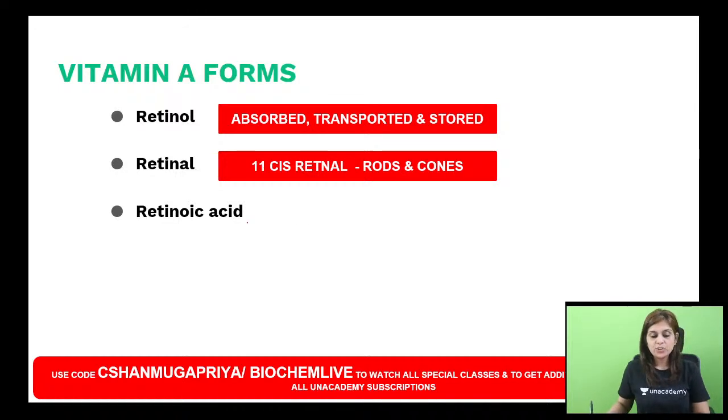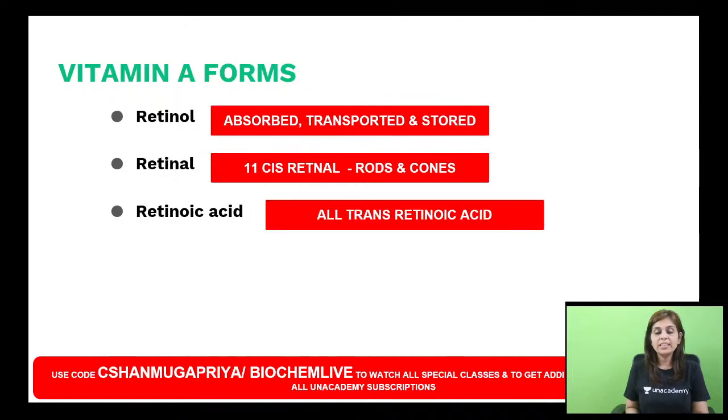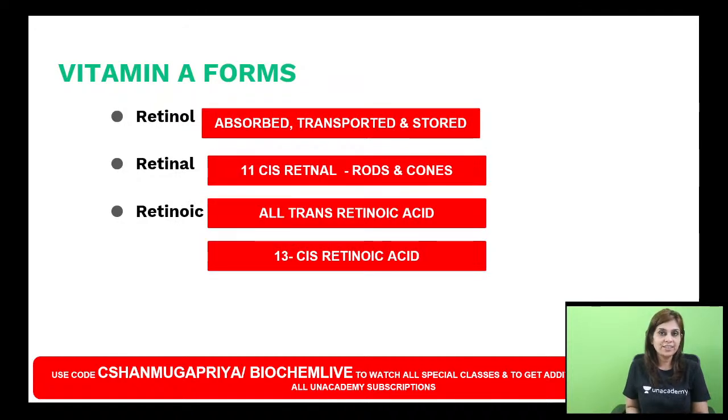Okay. So retinoic acid, there are two forms of retinoic acid. One is all trans retinoic acid. The other one is 13-cis retinoic acid. All trans retinoic acid helps in growth and differentiation of cells. Please memorize it.